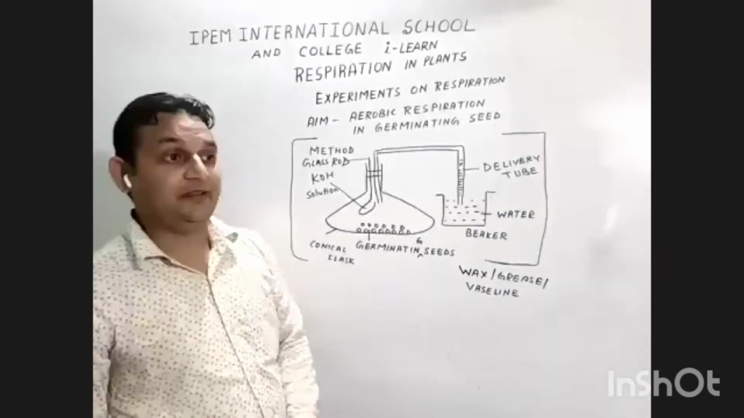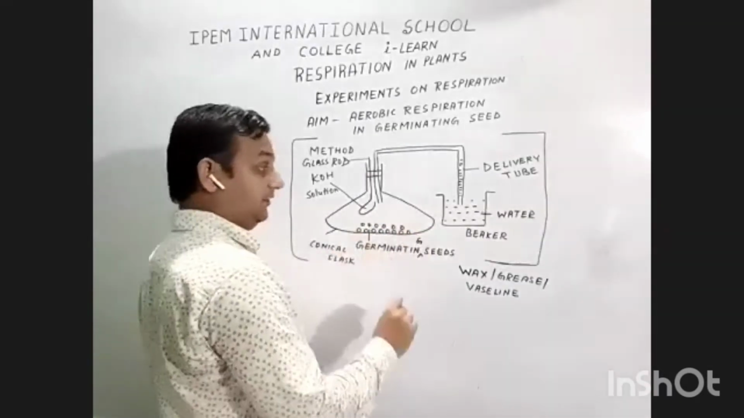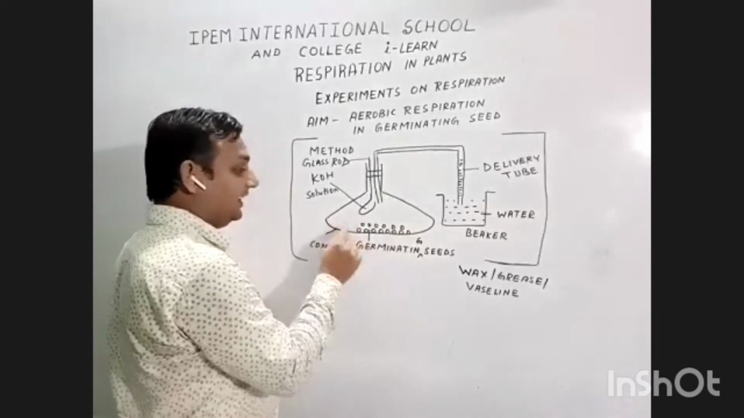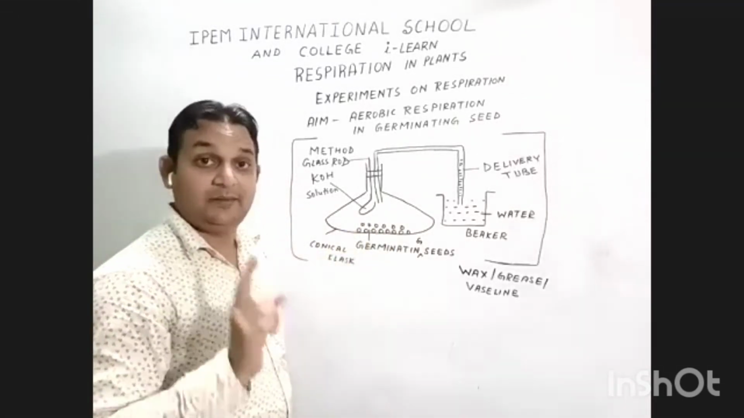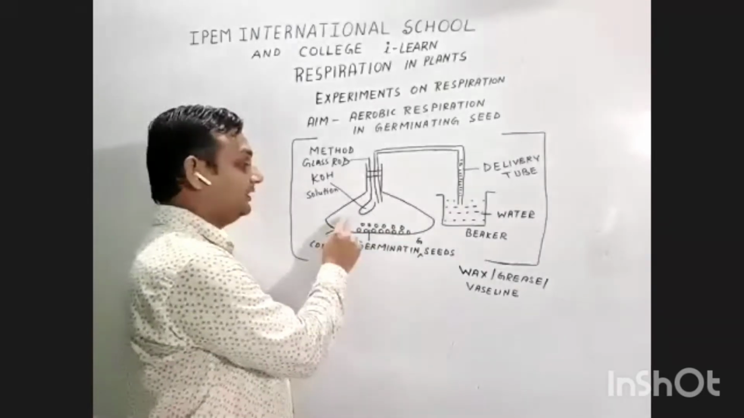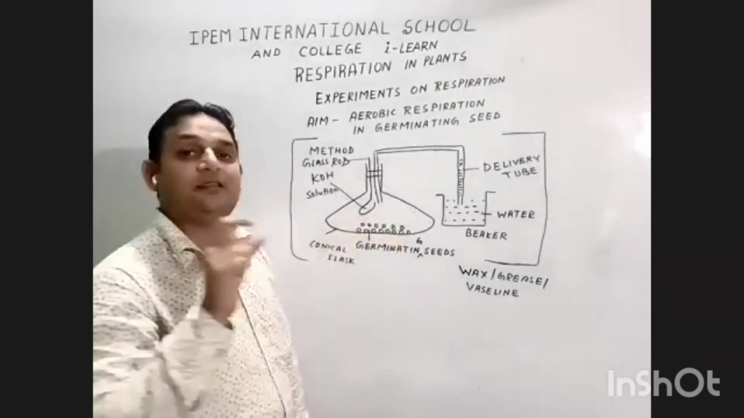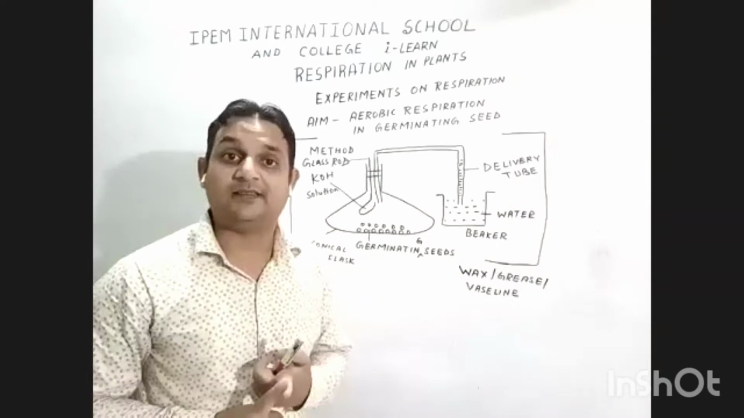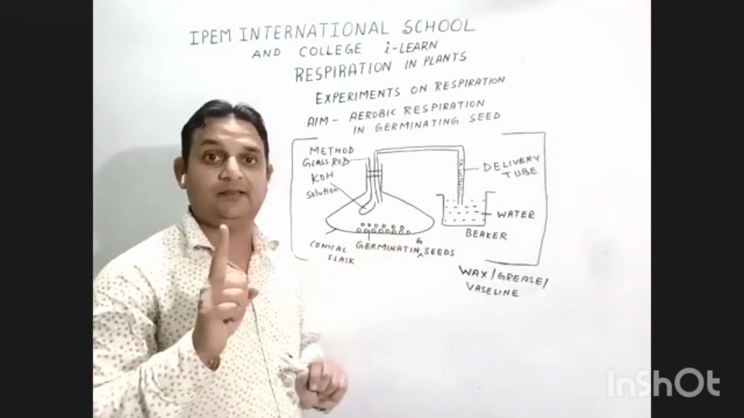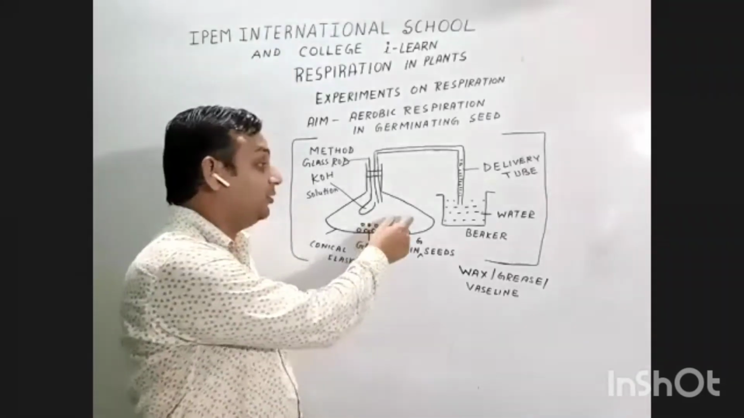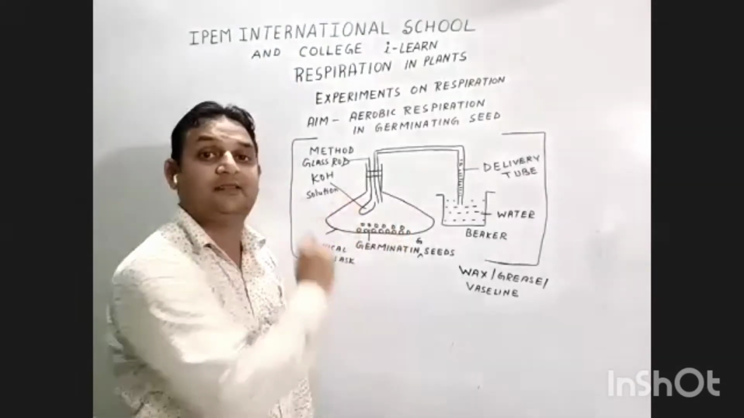Okay, good. Now listen, everyone. We have to give the reason for observation. So look here. Here is a germinating seed. It means they will germinate. Germination will take place only when there is oxygen here. So whatever oxygen is present in the conical flask will be consumed by the germinating seed for respiration. First point: germinating seed will consume oxygen present in the conical flask.